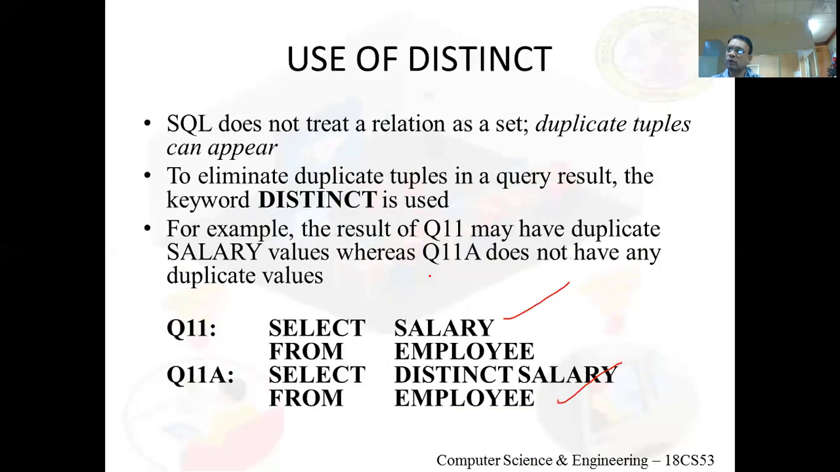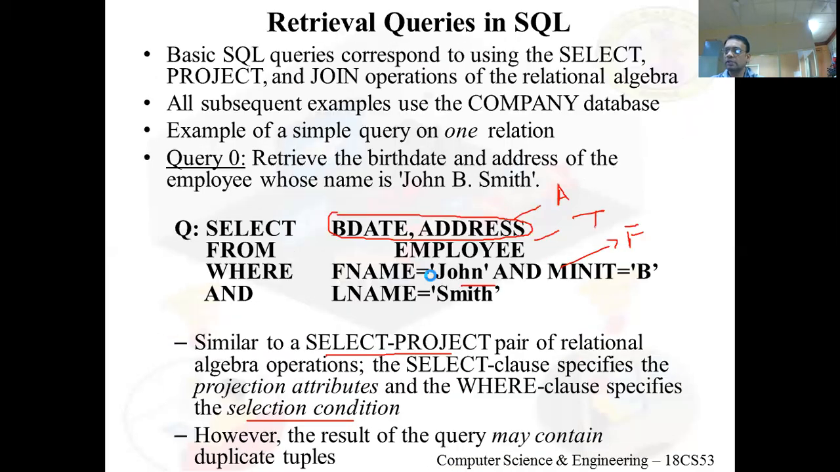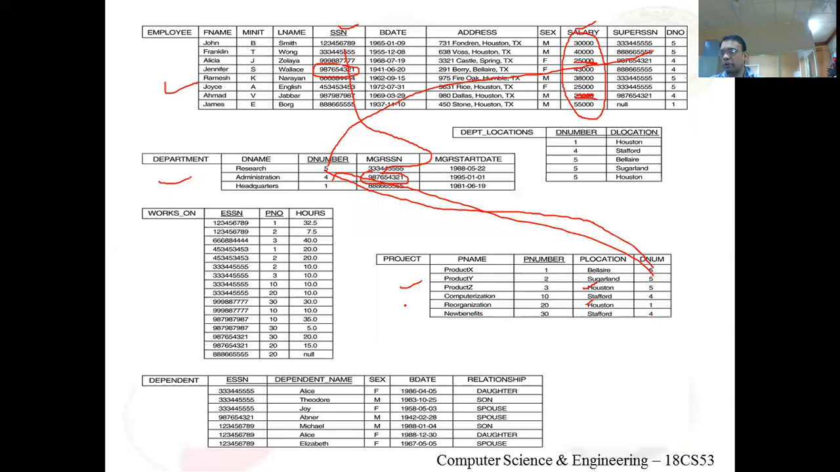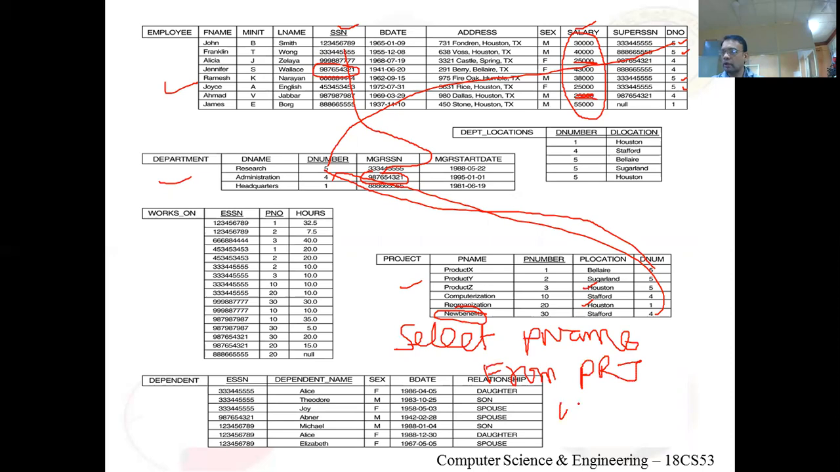So let us try to write one more nested query using the tables. If I want to retrieve all the projects that belong to the headquarters department, I can write select P name from project where project number in, put a parenthesis, and then you will write your nested query here.